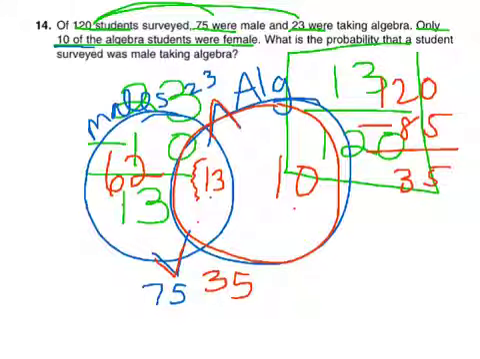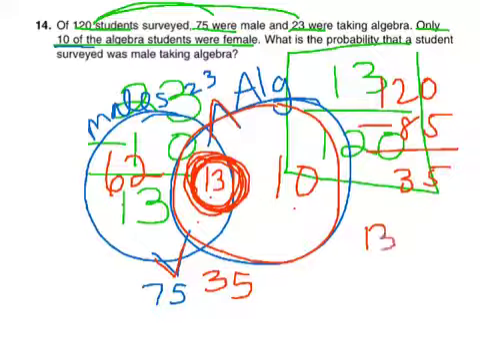And then here what you would do is you'd say, here are the males taking algebra, to show you how to solve the problem this way. 13 out of the 120, and you get the same thing. Remember to put your answers as decimals, so you'd have 13 out of 120, which is 0.65.